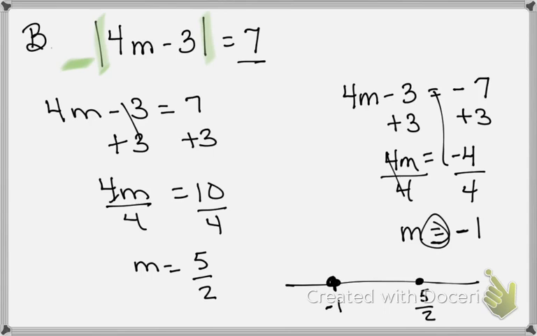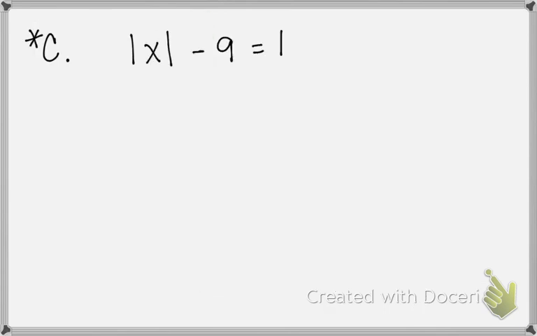All right, I'm going to go to the next one. I want you to pause and try it. This is a star. Remember, our first thing, we have to get absolute value alone. So I want you to try it and then come back and see if you got it.